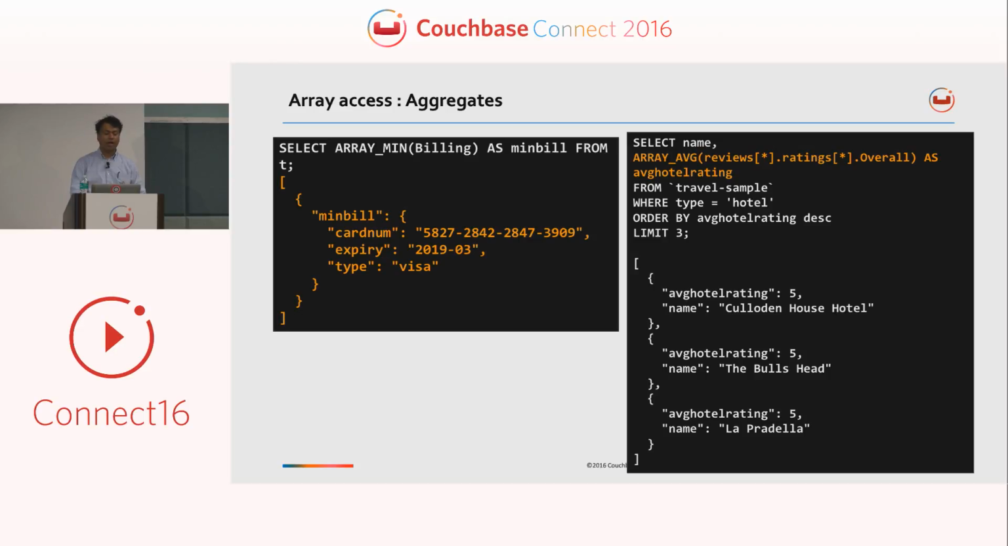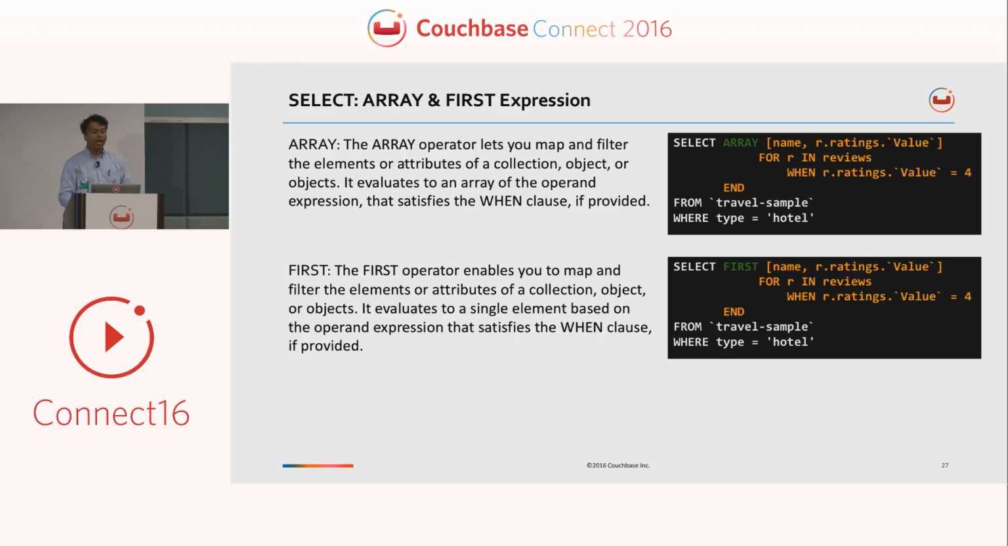You can have array min to say I want the minimum value within this whole array. This is one of the array aggregates we saw earlier, and the array average gives you the average of values within a single array. So in this case, reviews is an array and ratings is an array. So when I say reviews star dot ratings star dot overall, it goes to the third nesting level, and in that it aggregates across all the values within that particular array.